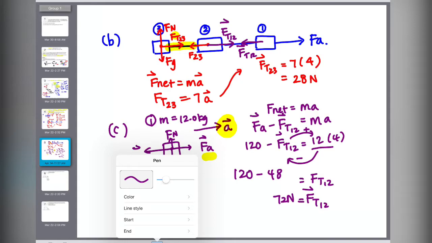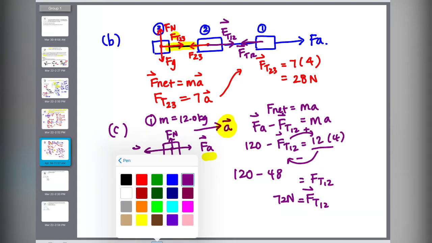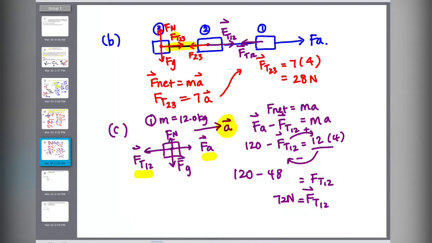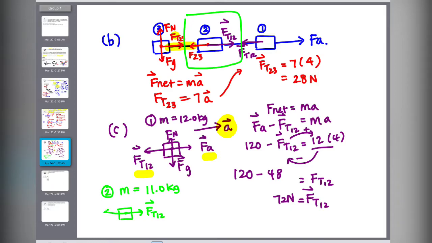But what if I repeat the question? You don't have to. You can just do it one time. But I just want to show you that it is the same. If I were to redo this question for block 2, I know the mass of block 2 is 11. Look at block 2, which is this picture right here. Block 2 has a forward force of Ft12. It has a backward force of Ft23, plus Fg and Fn.